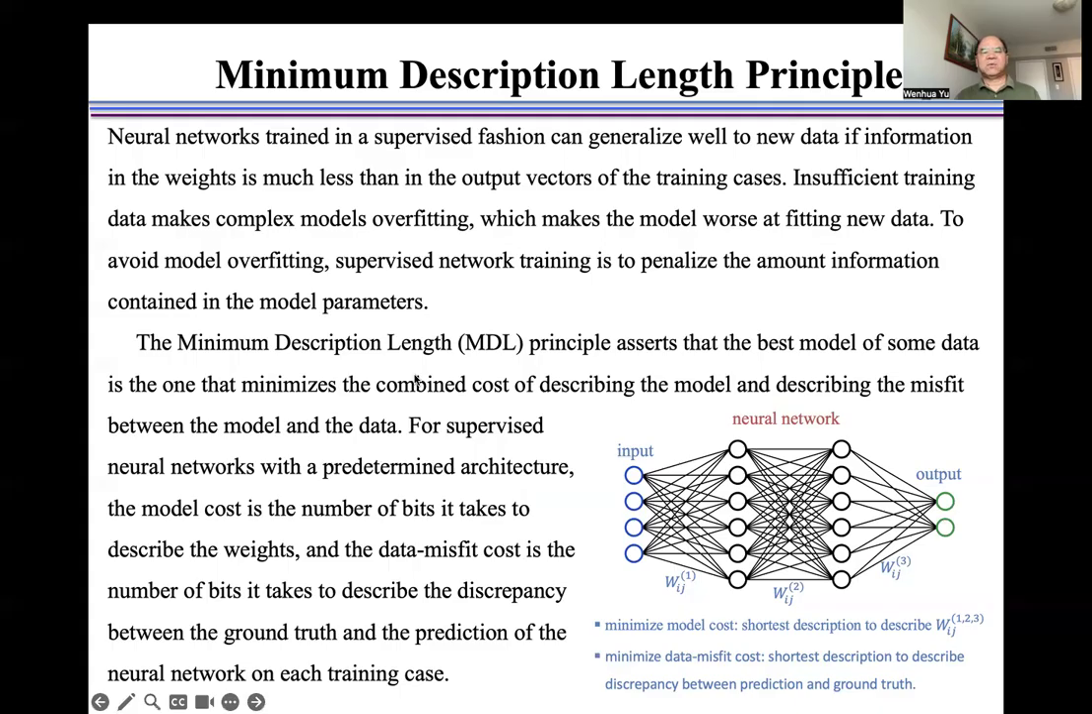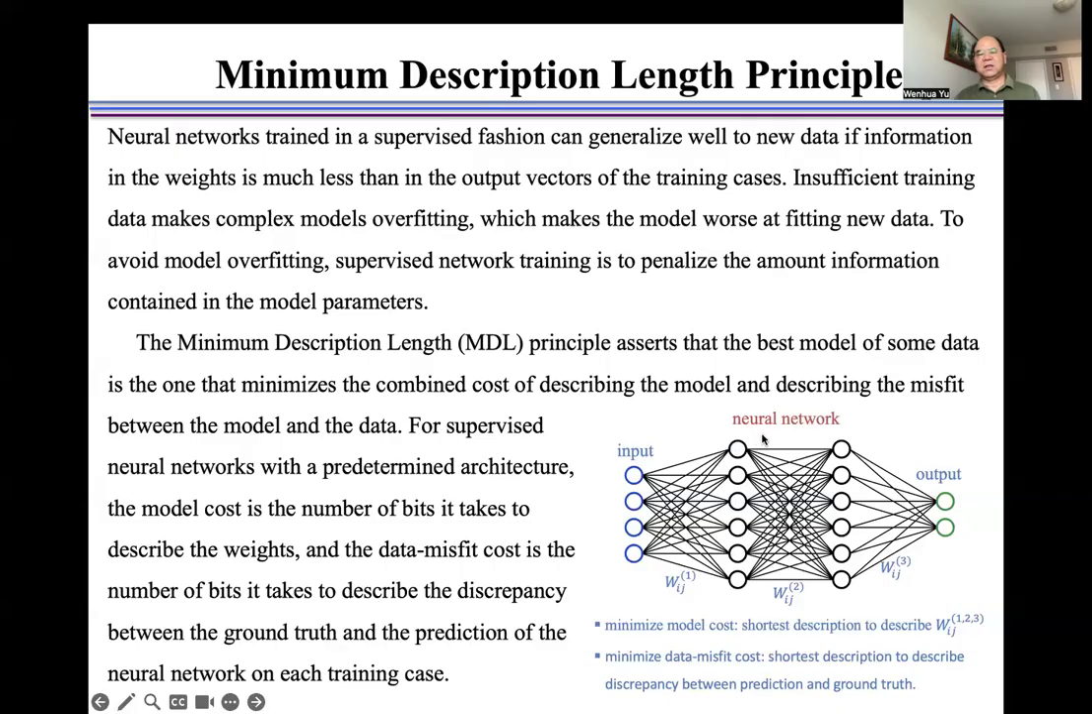The minimum description length principle asserts that the best model of some data is the one that minimizes the combined cost of describing the model and describing the misfit between the model and the data. For supervised neural networks with predetermined architecture, the model cost is the number of bits it takes to describe the weights, and the data misfit cost is the number of bits it takes to describe the discrepancy between the ground truth and the prediction of the neural network on each training case.